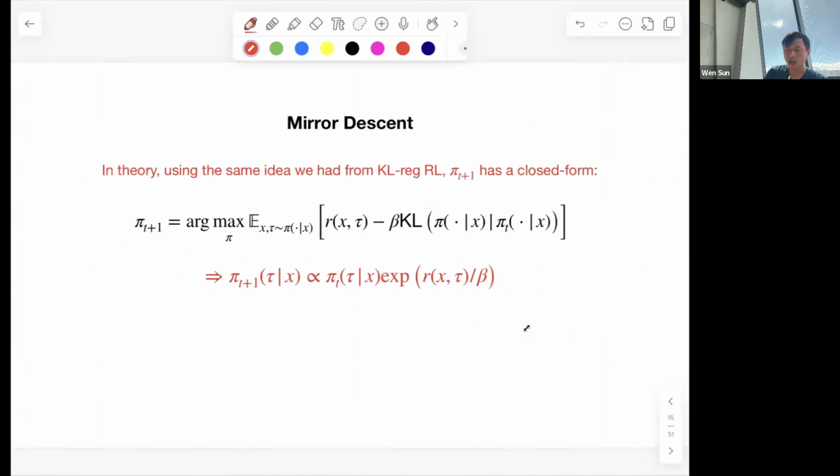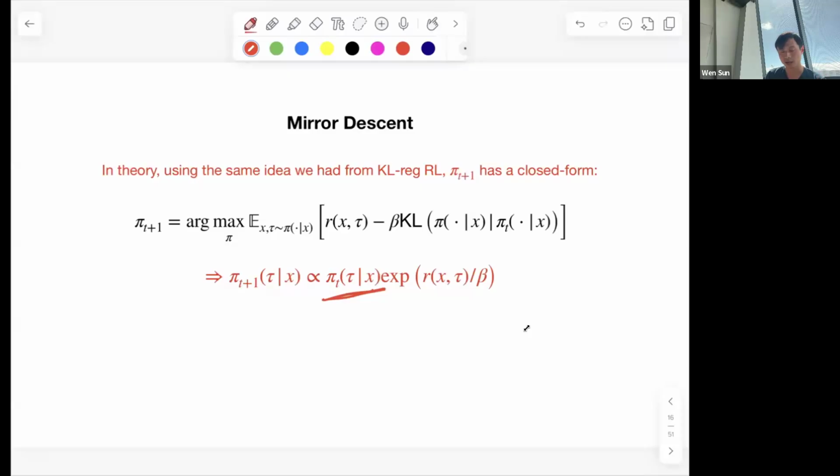So if I use the same derivation that we had for the KL regularized RL objective, right, we can immediately arrive at the optimal solution for the new policy pi t plus 1, the analytical update formulation for the new policy pi t plus 1. Right, this basically looks like the product of the pi old, the previous policy that you're trying to stay close to, and the exponential of the reward. Right, so the same format as the KL regularized RL objective. Okay, so this is the analytical form for the mirror descent update.